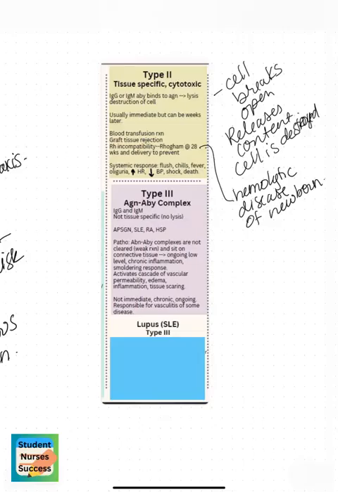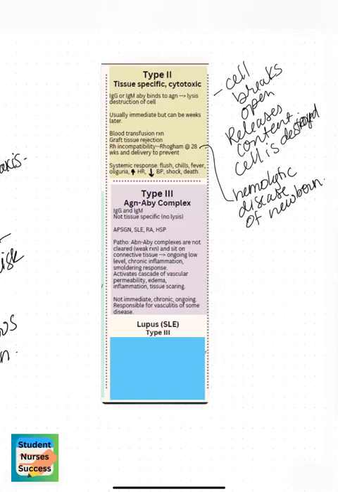Our next is a type 3 reaction. This is an antigen antibody complex. In this particular case, it's IgG and IgM, but it is not a tissue specific problem, so there is no cell lysis. So the cells are not being broken. What's happening in this particular case is these antigen antibody complexes are not cleared. They're actually, when an antigen and an antibody connect together, it should clear that out. That's how the antibody attaches to the antigen and breaks it up and takes care of it.